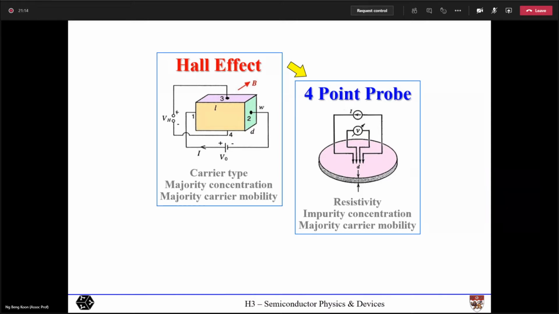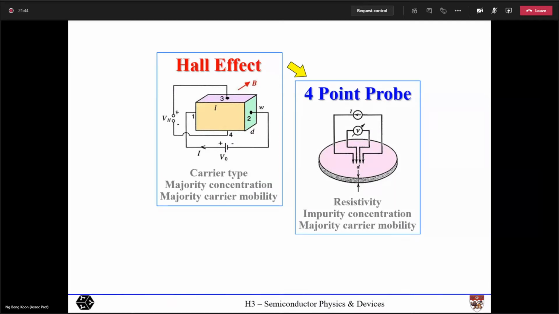And the way to overcome this is to adopt a different measurement configuration called the 4-point probe technique, which uses 4 contact points. The outer probes are connected to a current source that drives current through the semiconductor, and the middle probes are used to measure the voltage dropped across the semiconductor.